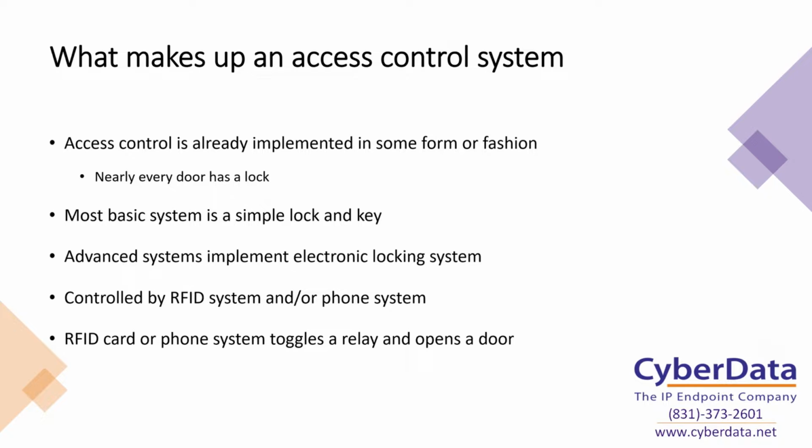That can be a basic system that's a simple lock and key, or a more advanced system that has some kind of electronic locking system. These can be controlled by a regular lock and key, or sometimes an RFID system, or even a phone system, or you can combine the two, where you've got a separate RFID system to get in and then a phone system style control that you can use for your regular visitors, your patrons, what have you. Underneath the hood, when you're dealing with an RFID style system or a phone system, something is going to toggle a relay and actually open the door.